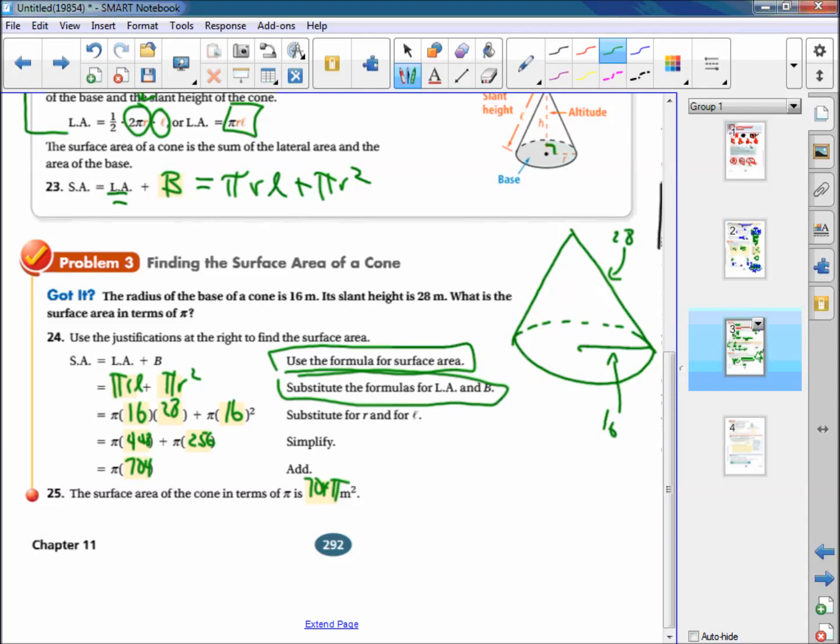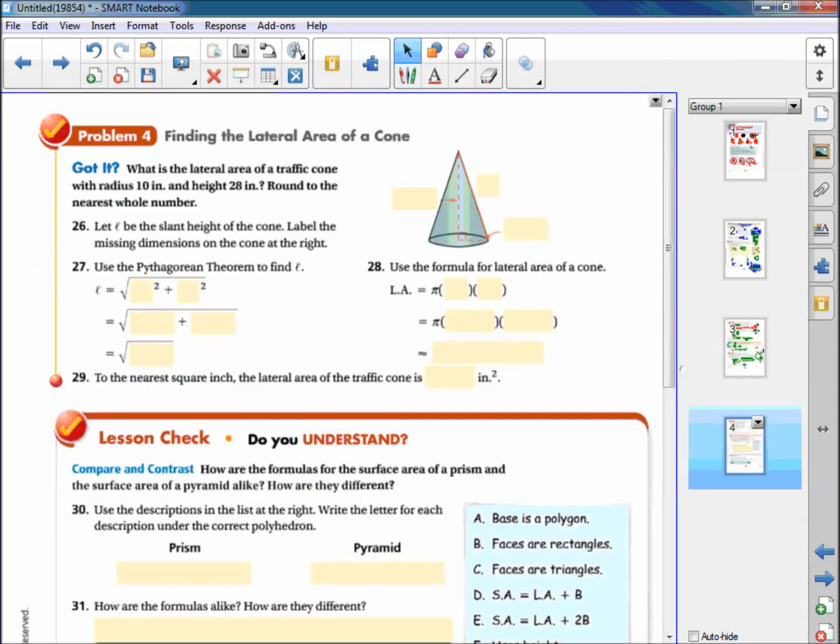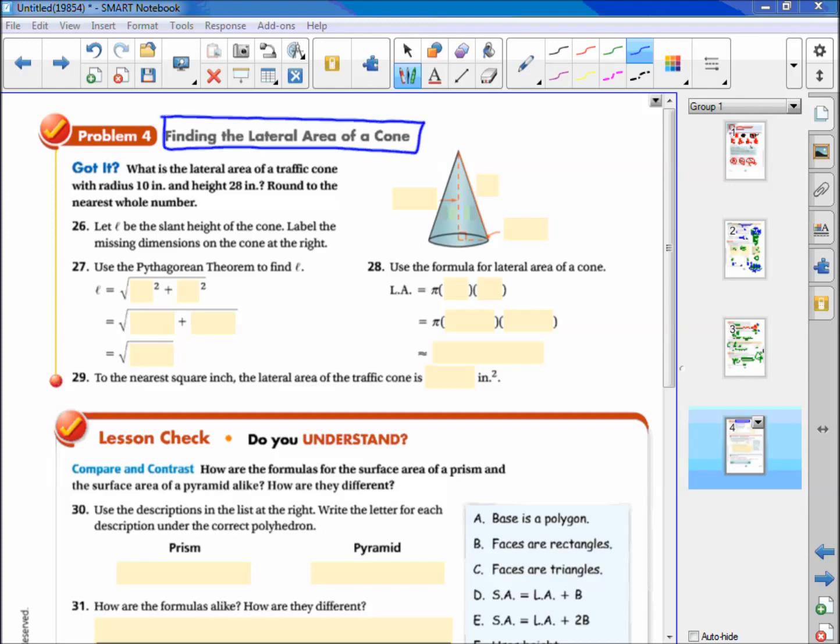All right, let's flip it over and take a look at our last page. Okay, problem number 4, finding the lateral area of a cone. So all we care about in this case is the lateral area, not the whole surface area. So what is the lateral area of a traffic cone with a radius of 10?